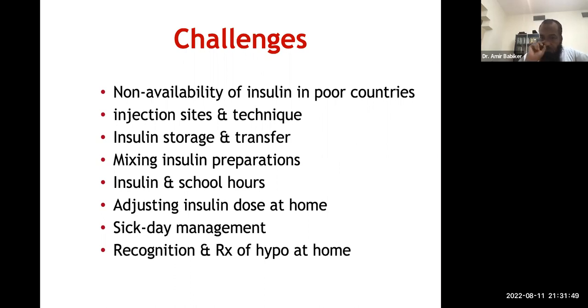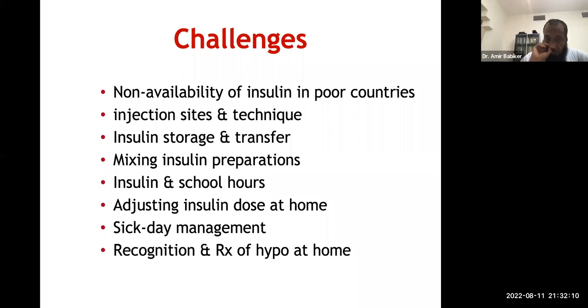Insulin and school hours are important, so you need to have some help from the school staff, and you need to plan it as well. So if you have children who are not supported at school, you better use the rapid. Sometimes you use 3 types of insulin, rapid insulin for the school time to cover, and then you use ultra rapid like Novorapid when they come back during lunch and dinner.